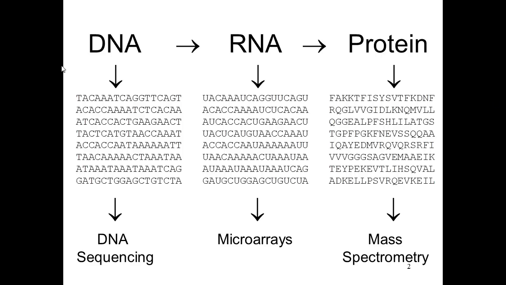A major theme for this portion of the course was the study of these three biopolymers. Following the central dogma, DNA makes RNA makes protein, the three different biopolymers, DNA, RNA, and proteins, and the methods used to interrogate them: DNA sequencing, microarrays, and mass spectrometry. In addition to how you study and quantify them, we talked about how you might manipulate them or use them to engineer systems to desired properties.